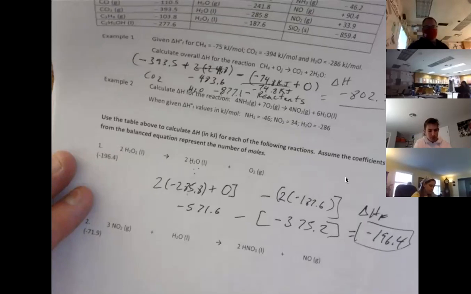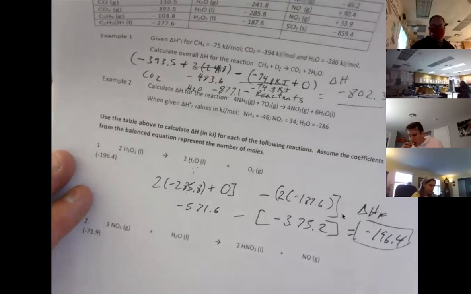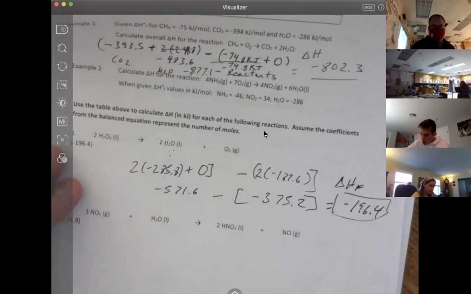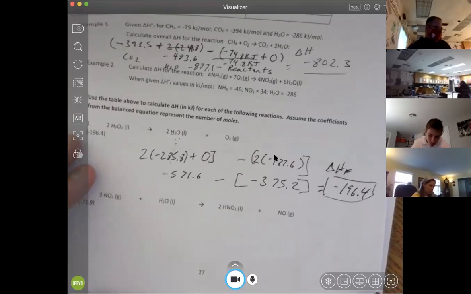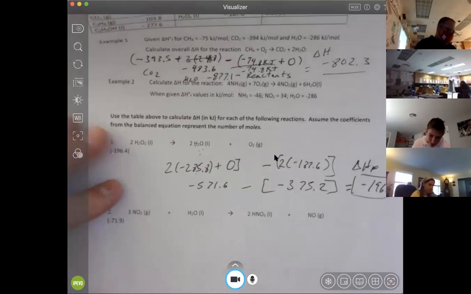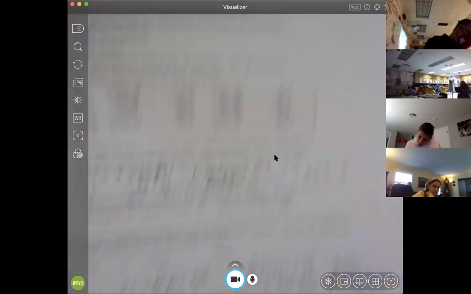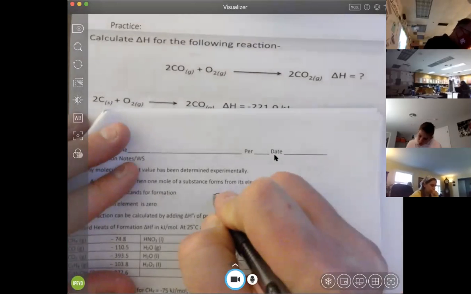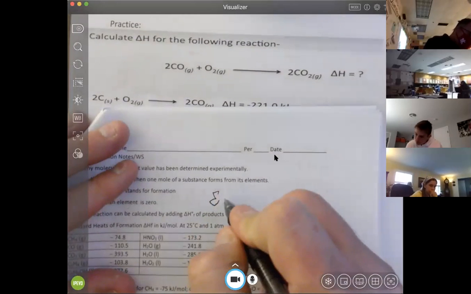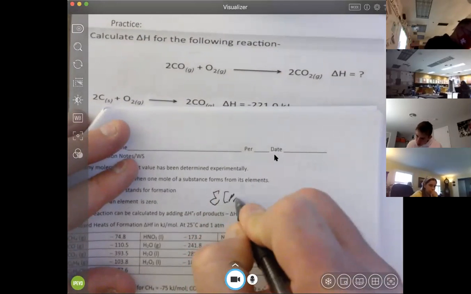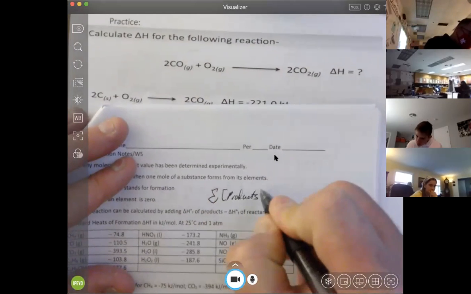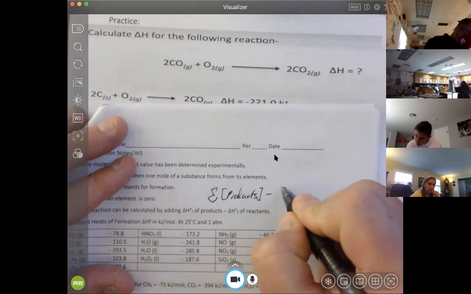All right, so let's take a look at the heat of formation sheet on page 27. So remember, the heat of formation is the summation, and I believe we decided that this was the sign for it, of the products minus the summation of the reactants.